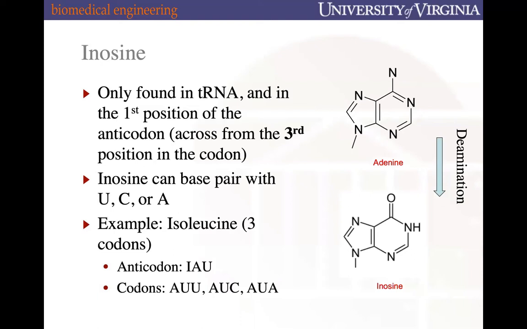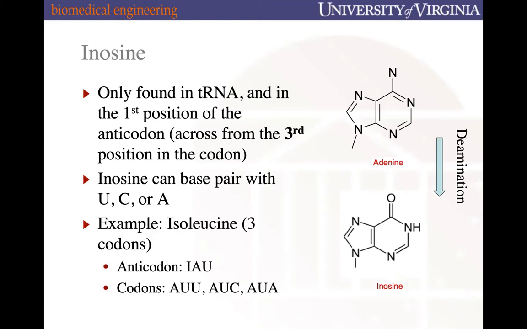So inosine is typically only found in transfer RNA, and it emerges from a deamination event on adenine to produce inosine. And so it can base pair with either U or C or A, and that greater flexibility sets us up where if there's an anticodon that's IAU, it can be complementary to and bind with codons that are AUU, AUC, or AUA, because it can bind to either U or C or A.